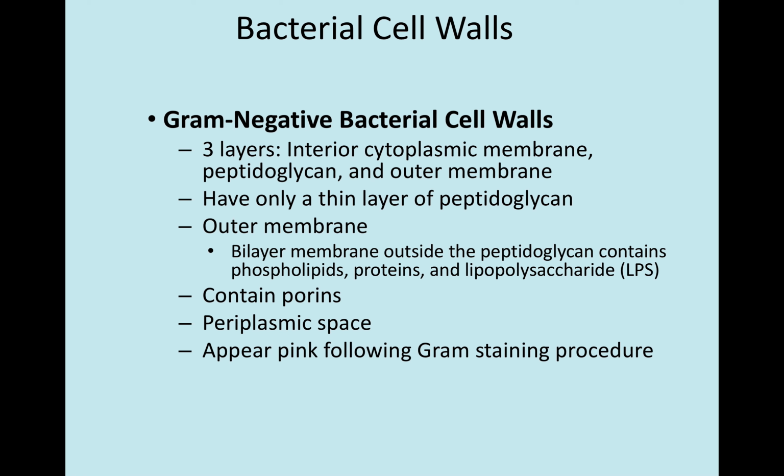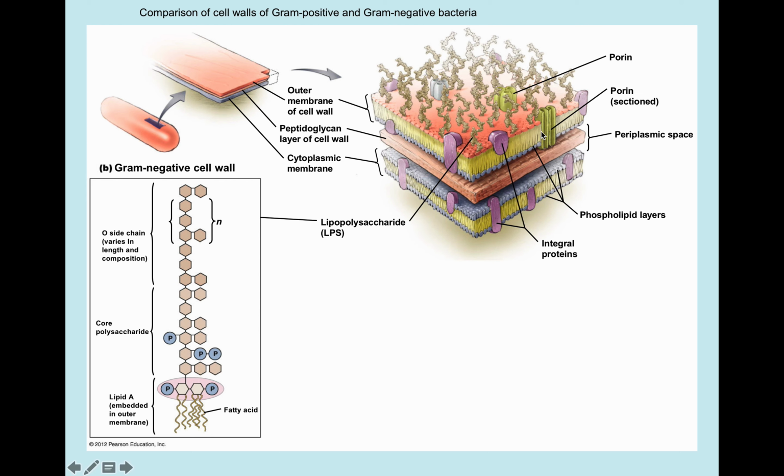There's periplasmic space between the peptidoglycan and the cell membrane, and periplasmic space between the peptidoglycan and the outer membrane. And gram-negatives appear pink following the gram stain procedure. Here's an image of a gram-negative organism showing the porins in the outer membrane. Lipopolysaccharide is the outer leaflet of the outer membrane, and we have phospholipids on the inner leaflet. Periplasmic space, thin layer of peptidoglycan, periplasmic space, cell membrane.